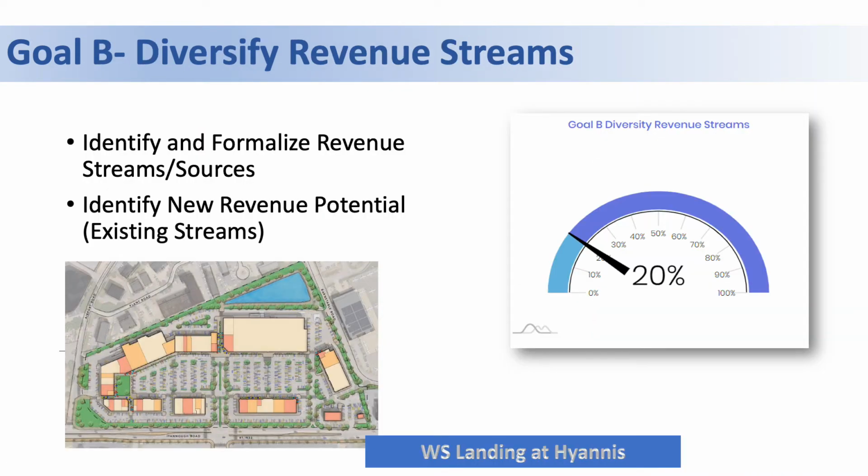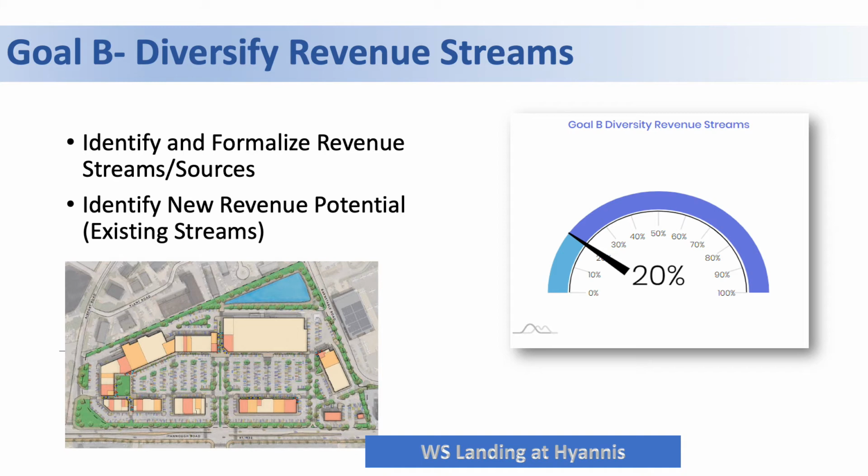Goal B includes diversifying the airport's revenue stream. As you can imagine, being an airport, the vast majority of revenues come from the aviation sector. That includes commercial aviation that operates at the airfield, as well as corporate aviation utilizing the airfield and purchasing goods and services such as aviation fuel. However, there are other ways that the airport can generate revenue.